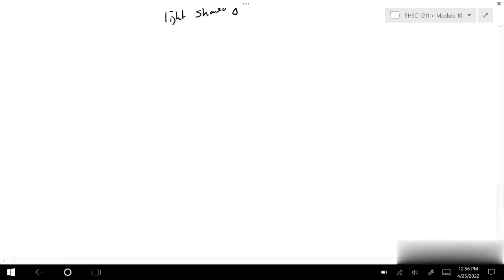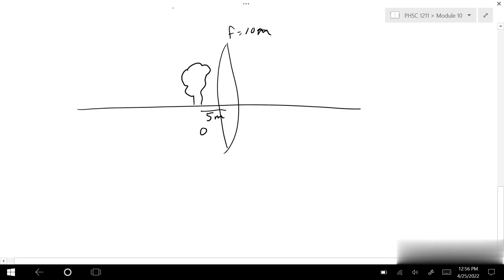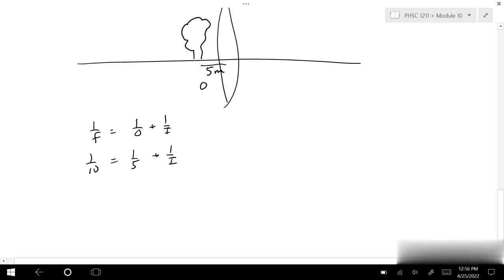So let me do one where it's going to be a little bit different. Let's take the same tree. I have a lens here, so our F is equal to 10 centimeters, and let's put our tree at 5 meters. Okay, so this is our object distance, and there's our focal point. So I have 1 over F is equal to 1 over O plus 1 over I. So that's 1 over 10 is equal to 1 over 5 plus 1 over I.